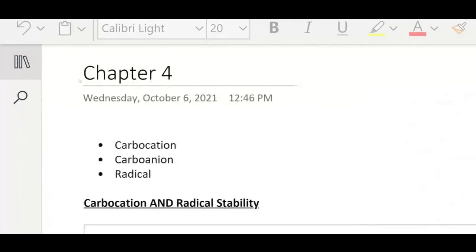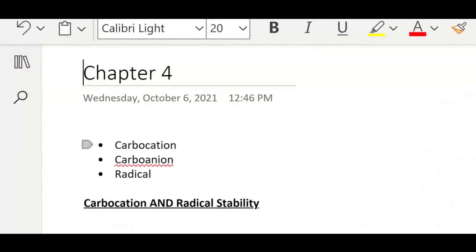So let's get into chapter 4. Chapter 4, we're going to start off with 3 terms, which are carbocation, carbanion, and radicals. Hopefully some of these will seem familiar. Maybe this was briefly mentioned in the exam review that Ria and Justin held. And if not, you should know the terms cation and anion from general chemistry.